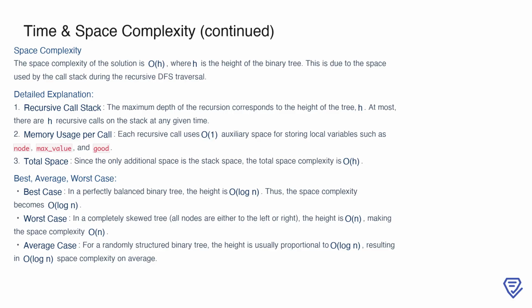Now, let's consider different scenarios. In the best case, where the tree is perfectly balanced, the height of the tree is O(log n), leading to a space complexity of O(log n). In the worst case, a completely skewed tree, where all nodes are either to the left or the right, results in a height of O(n), making the space complexity O(n). For an average binary tree, the height is typically proportional to O(log n), so the average case space complexity is also O(log n).